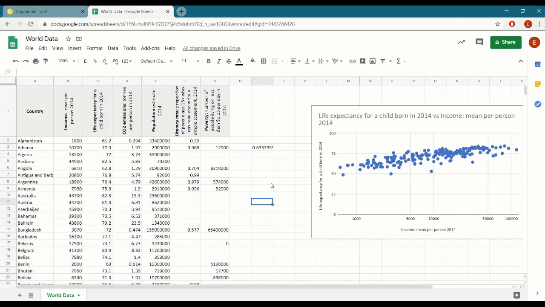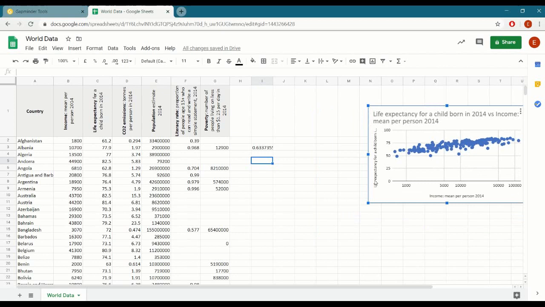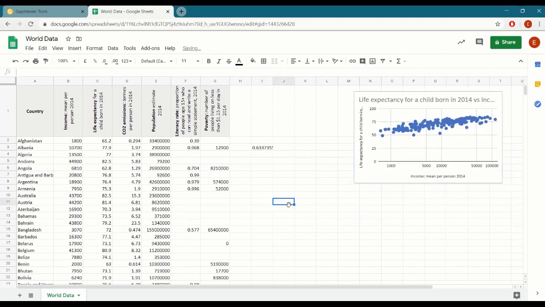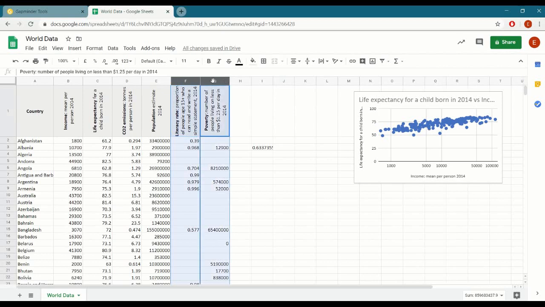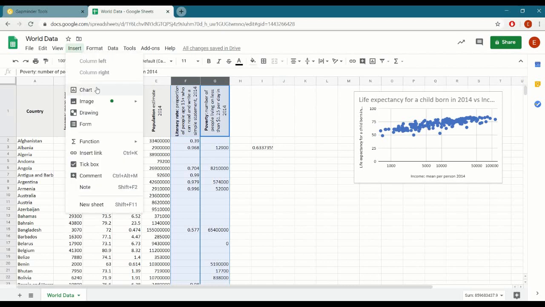Now let's see how that compares with a couple of different ones. Suppose I want literacy rate and poverty, as I said before. Let's do the whole thing again. I'm going to make that graph a bit smaller, and go through what I did again to make a graph and the correlation coefficient for these two. So the graph first. I want to select those two columns. Insert chart.